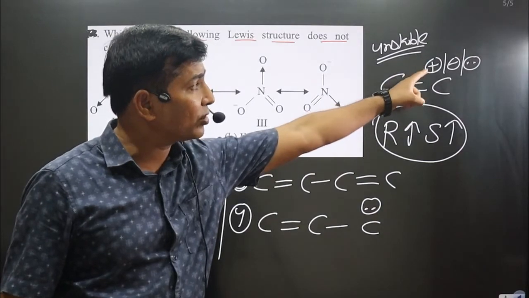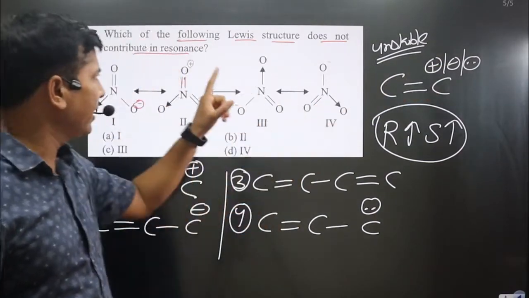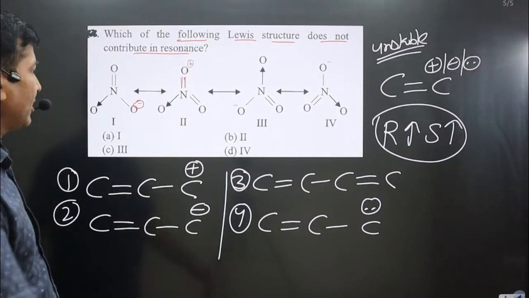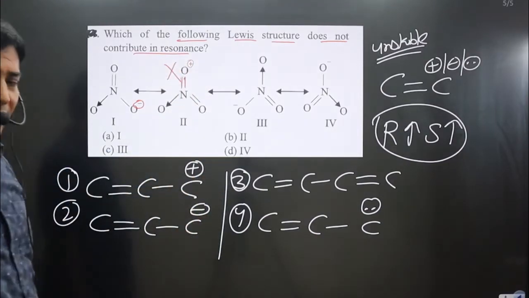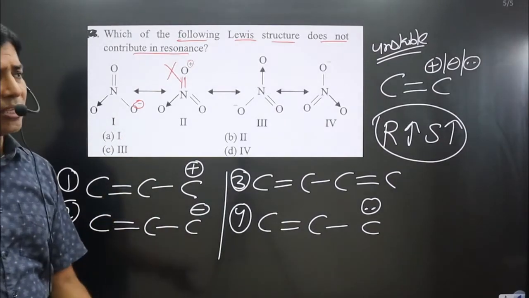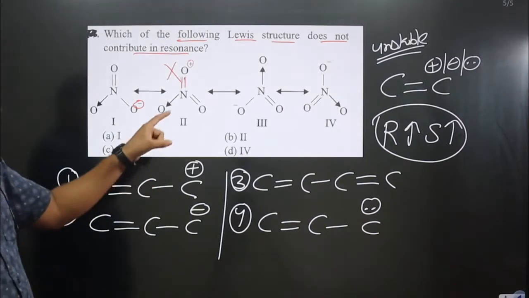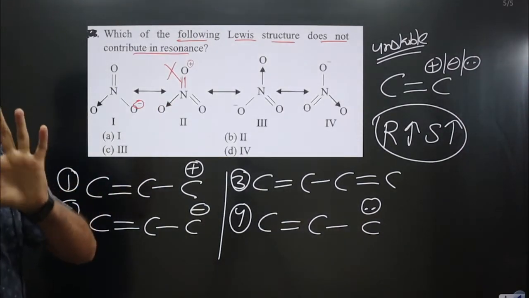Double bond, immediately positive or negative or lone pair: it is not a part of resonance because it is not considered a conjugated system. It is highly unstable. Because of resonance, stability increases, and this has high instability. So it does not represent the resonating structure.